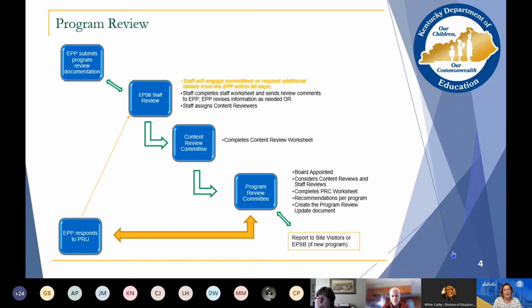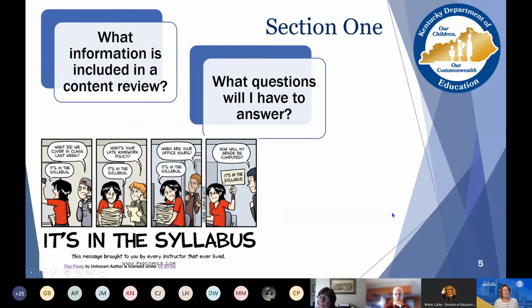As we move to the next slide, this is section 1, and section 1 is going to talk about content. What is the content that is expected in content reviews? So we're not only going to talk about the content, we're also going to talk about the questions that content reviewers are asked to answer, as well as the rubrics.